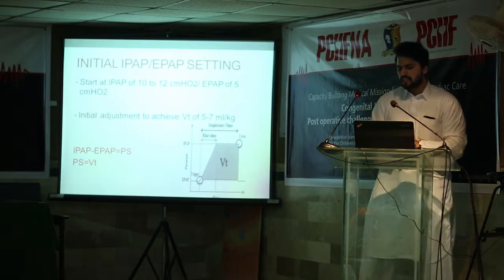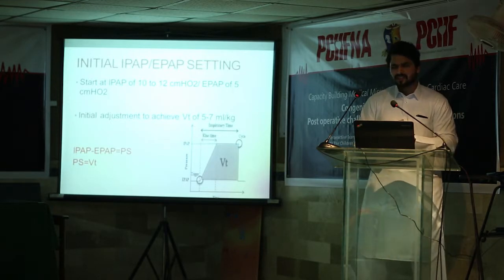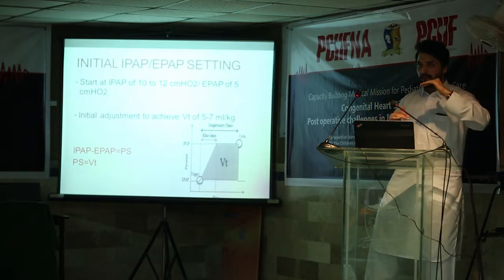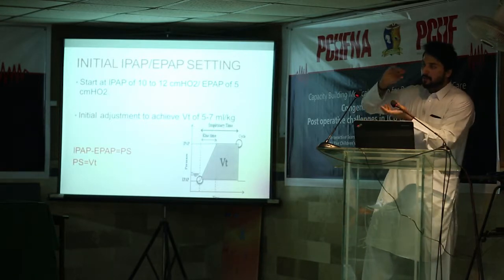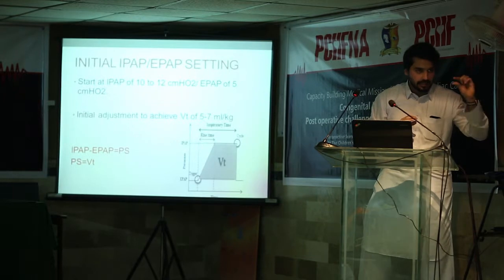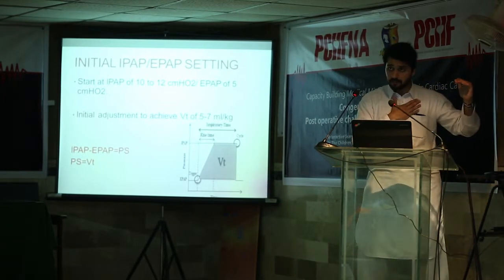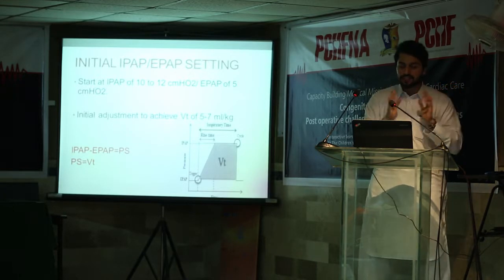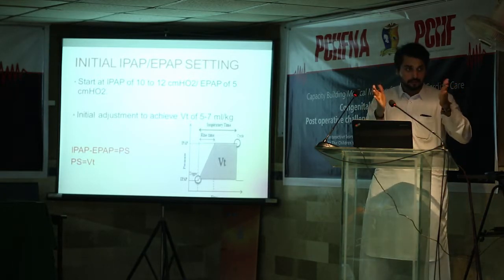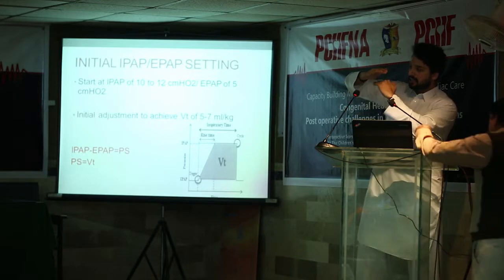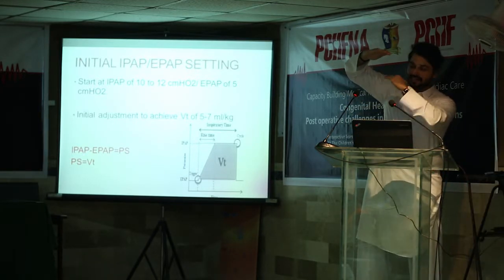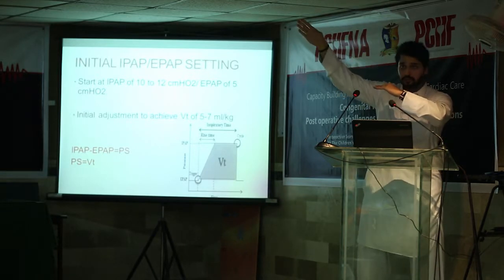So, initial IPAP and EPAP settings. Basically, you start with minimal settings, IPAP 10 and EPAP of 5. With 10 and 5, we will look at the exhaled tidal volume. If it's acceptable, we will keep 10 over 5. If the exhaled tidal volume is very low, for example, not between 5 to 8 mL per kg, we will increase the gap. So we will increase the IPAP and keep the EPAP the same, if oxygenation is good.